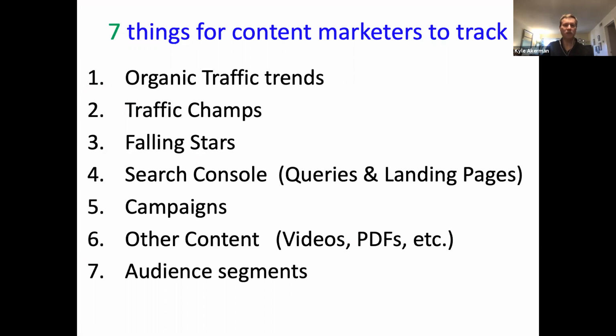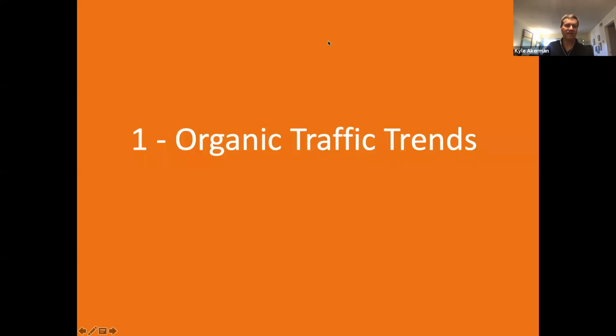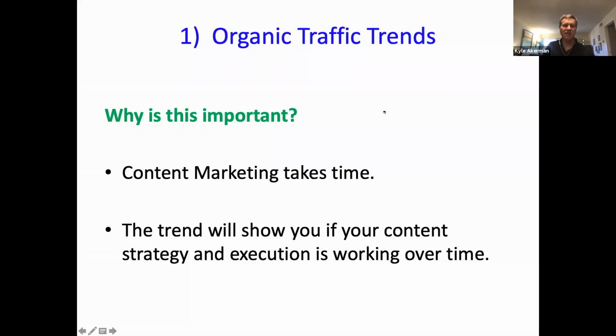But I wanna start with number 1, organic traffic trends. So this is just looking at your organic traffic over an extended period of time to see what the trend is. Is it working? Is it not working? So this is important because we know that content marketing takes time. This isn't like running paid ads where we can get leads, like in a day. Content marketing can take months, sometimes years to have an effect. So you want to know how your trend is, which direction it's trending, so you can see if your strategy and your execution is working.